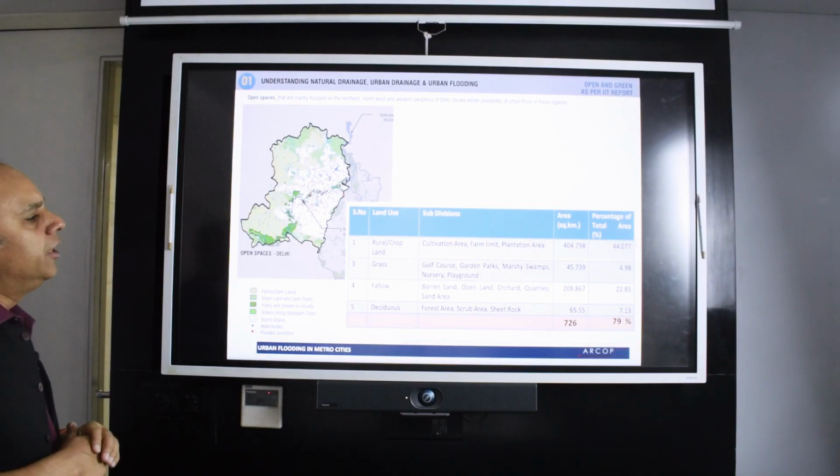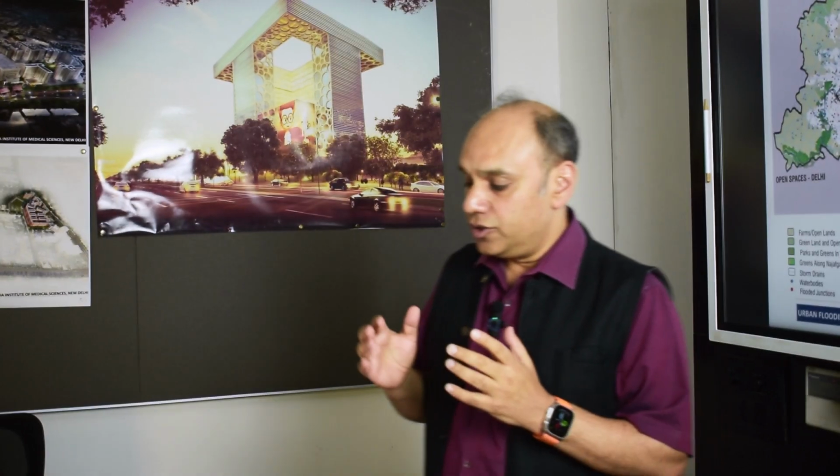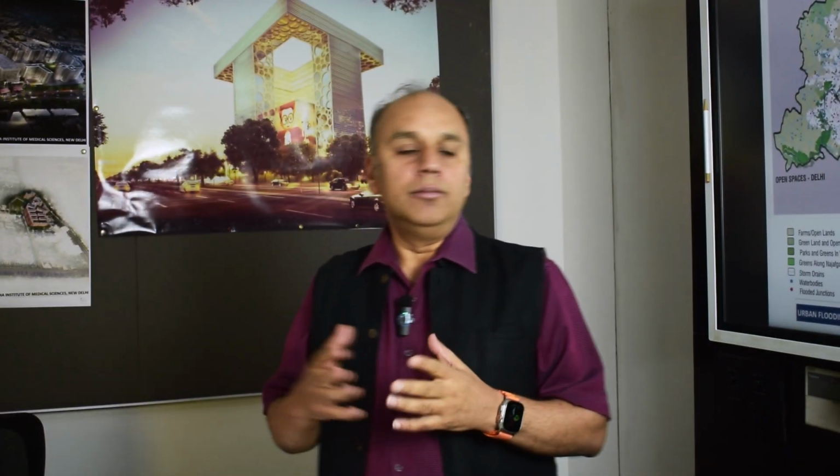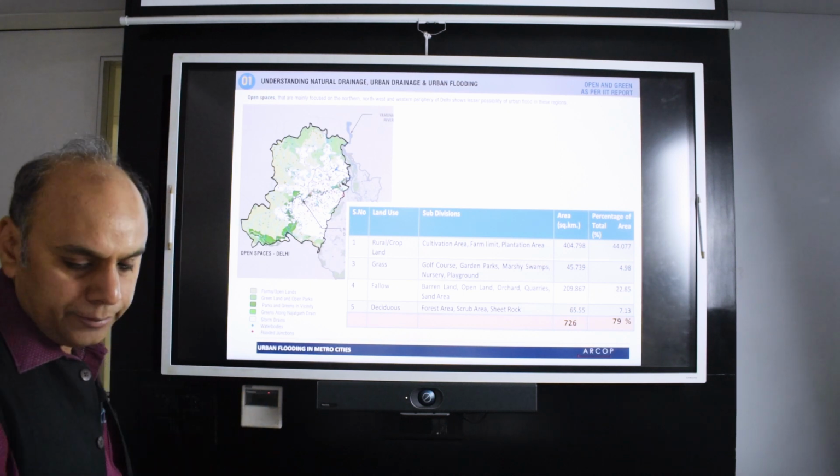There was a report made by IIT. Even presently, 79% of the Delhi area is green, which is great. But in times to come, as Delhi urbanizes further, this area will reduce further.